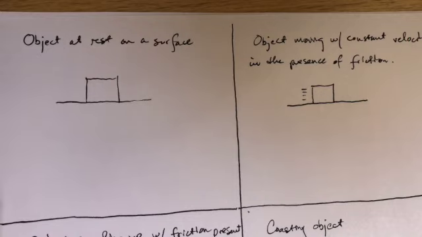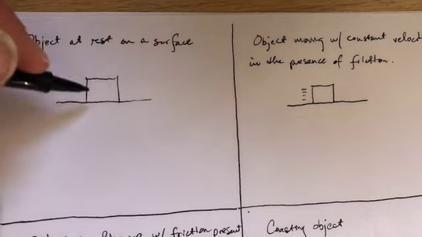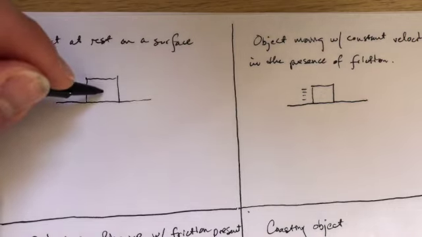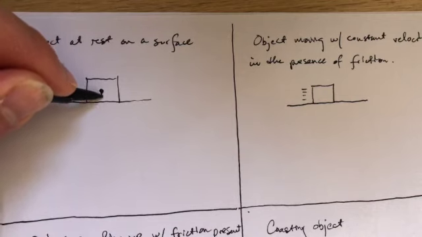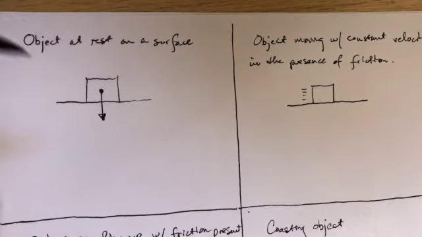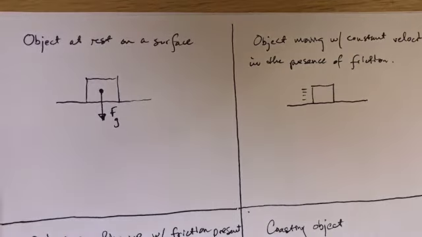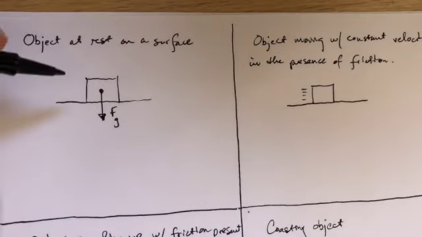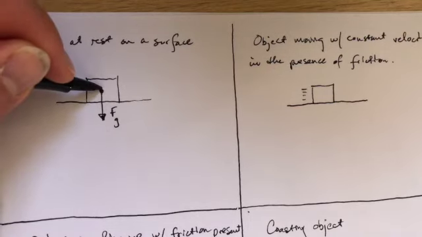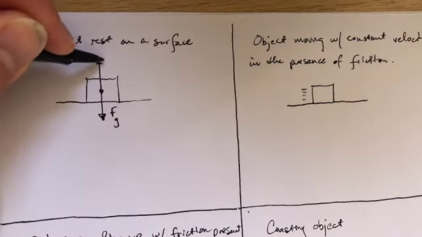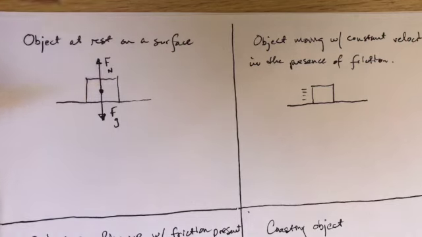And so we want to talk about what forces exist here. Well, I know that this object is being pulled down by the force of gravity, and so we call that F sub g. I also know that it's not falling through the tabletop, so the tabletop must be pushing up on it, and we call that upward push the normal force.